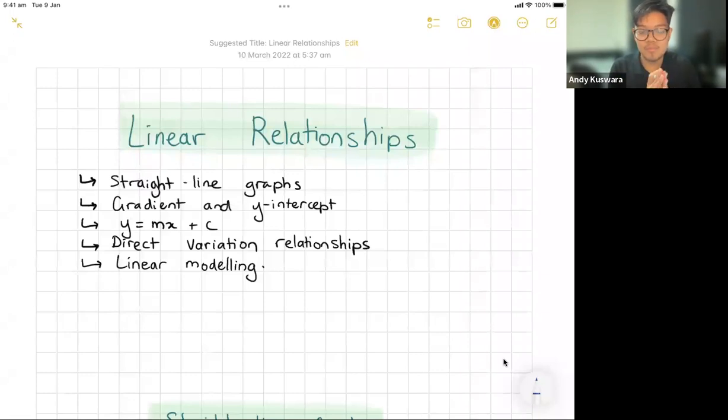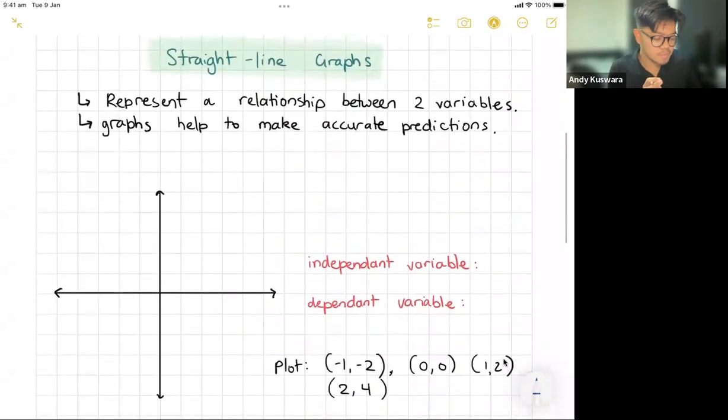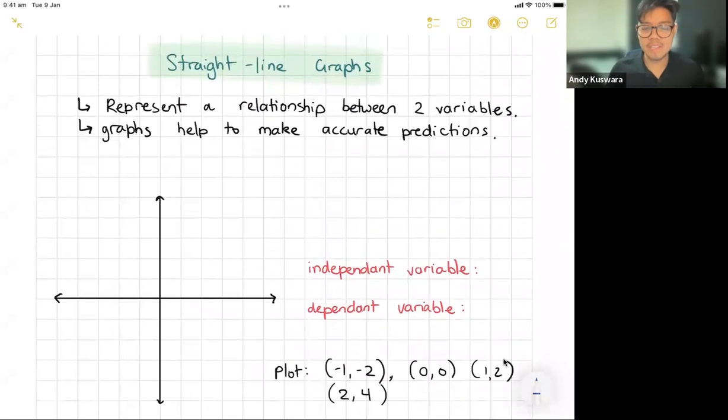If you only remember one thing from linear relationships, it's this: we're talking about straight line graphs. Linear is just a fancy word to say it's straight. It's not a curve, it's not bendy, it's just a dead straight line. So straight line graphs, what are they for? They represent a relationship between two variables.